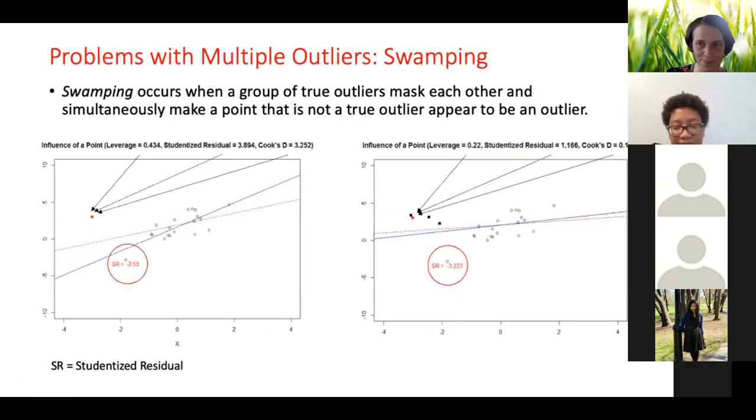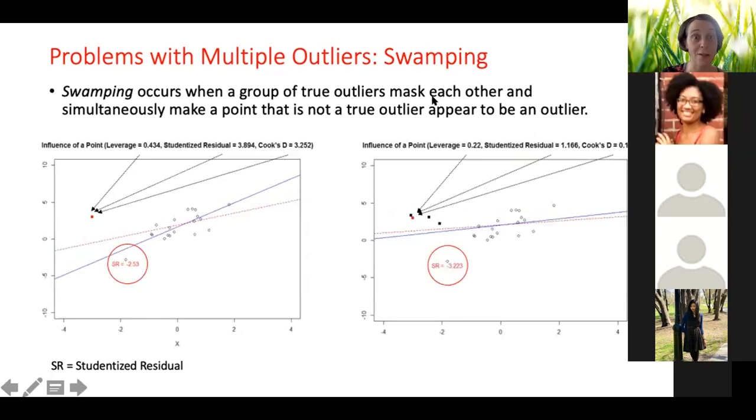That's called masking, right? Another problem that can occur due to masking is called swamping. And swamping is when a group of true outliers mask each other and simultaneously make a point that is not a true outlier appear to be an outlier. So it's even worse, right? Swamping occurs always in combination with masking, right?